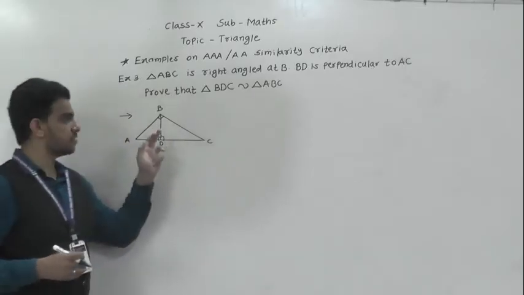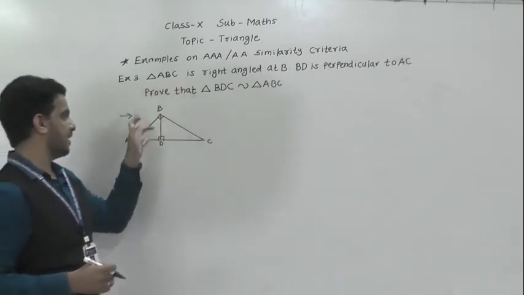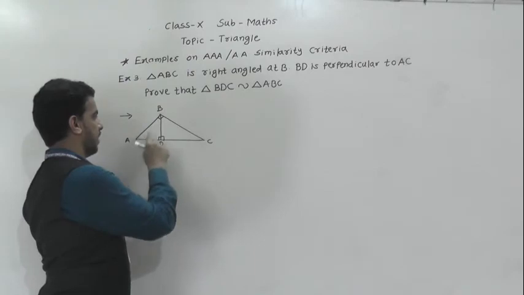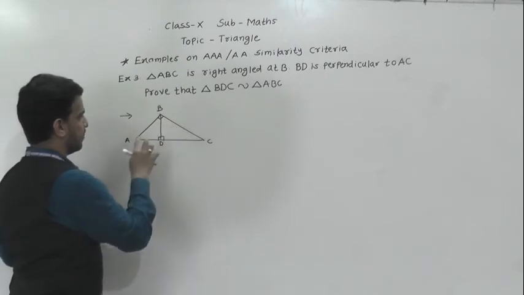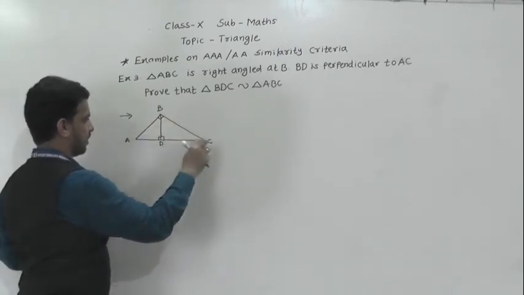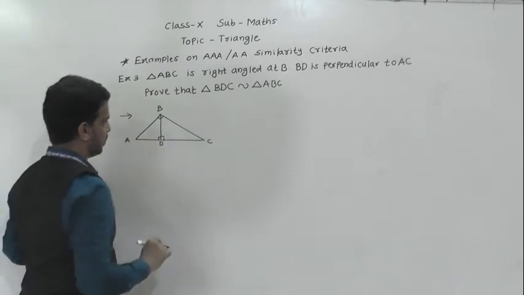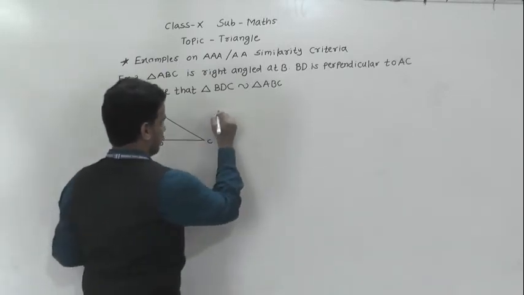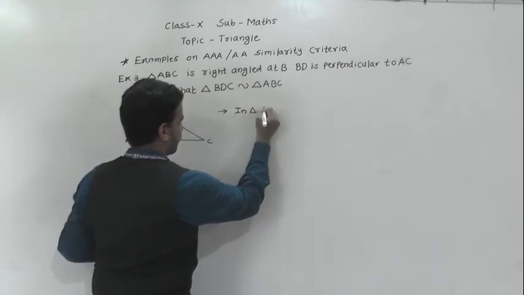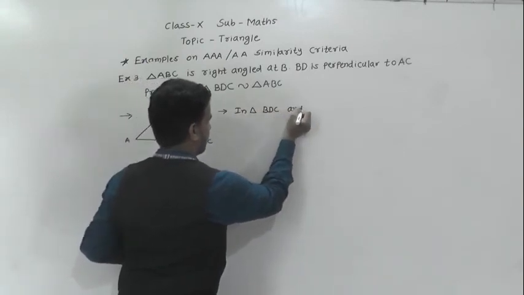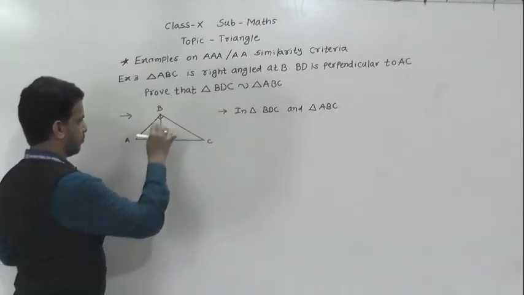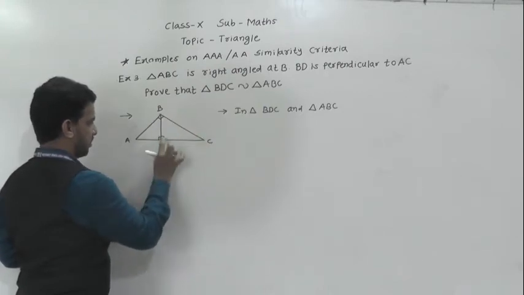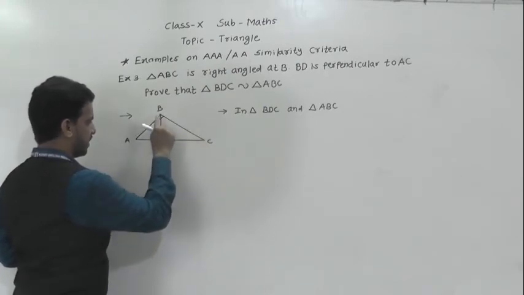Question 3: triangle ABC is a right angle triangle, right angled at B. BD is perpendicular on AC. Prove that BDC is similar to ABC. This small triangle BDC and ABC, we have to show that they are similar. So in triangle BDC and triangle ABC, first we will find which angles are equal. In BDC and ABC, angle D and here angle B.